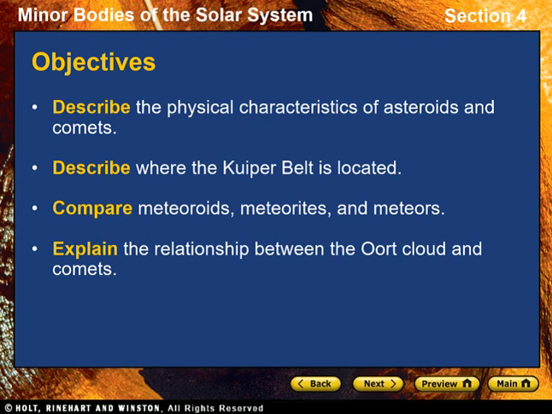This section and its 4 objectives will be covered in 2 parts. At the end of this Part 1 video, you should start to be able to describe the physical characteristics of asteroids and comets, describe where the Kuiper Belt is located, compare meteoroids, meteorites, and meteors, and explain the relationship between the Oort cloud and comets.